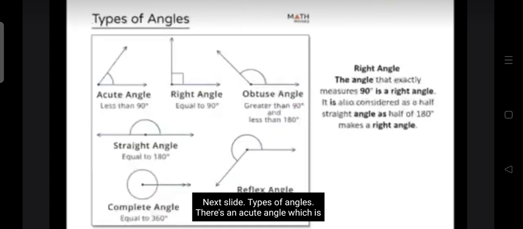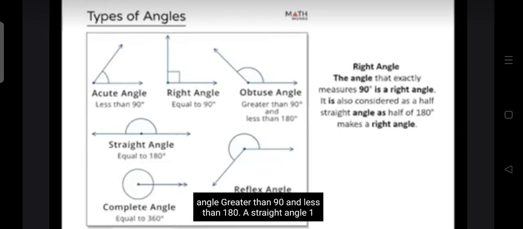Next slide. Types of angles. There's an acute angle, which is less than 90, a right angle equal to 90, an obtuse angle greater than 90 and less than 180, a straight angle 180, a reflex angle greater than 180 and less than 360, and then a complete angle equal to 360.